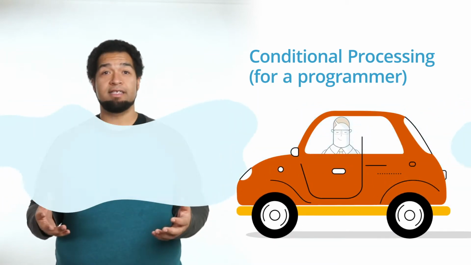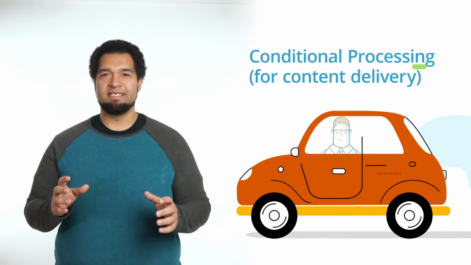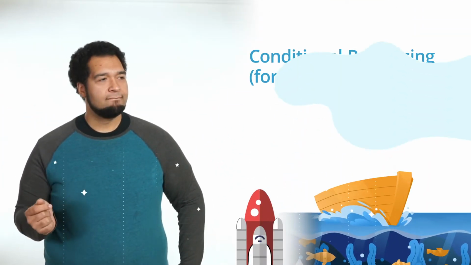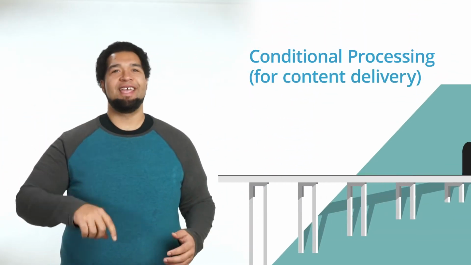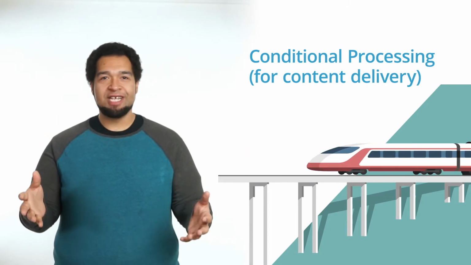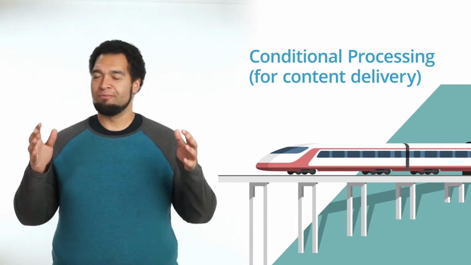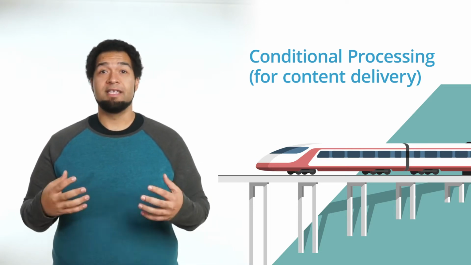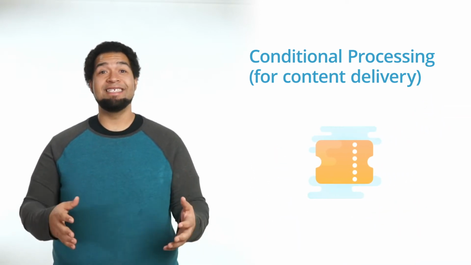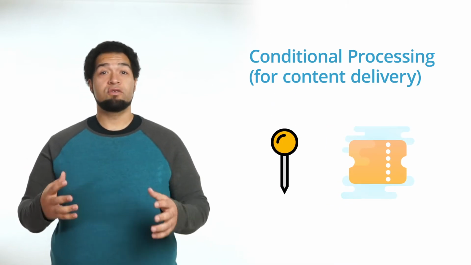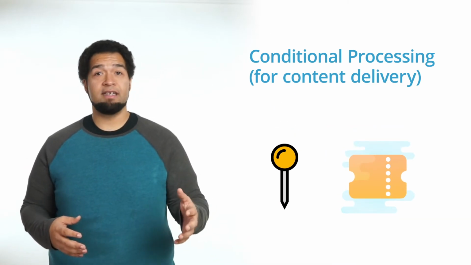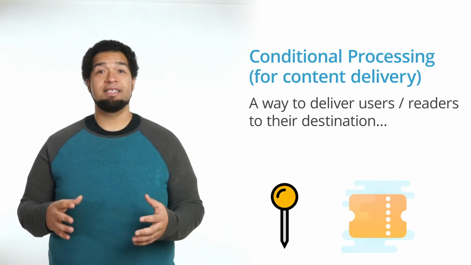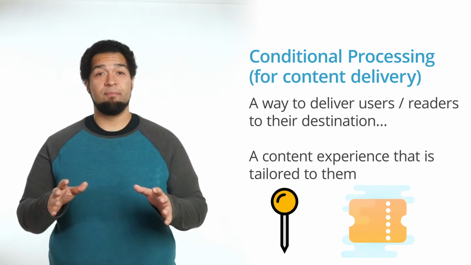Now, conditional processing for content delivery is a little different. It's not like a car, it's more like a train. A train's route doesn't change based on traffic, the driver, or screaming children. It's predetermined based on the passenger on board. These passengers have tickets that indicate the destination. Like a train, conditional processing for content is a way to deliver users or readers to their destination. A content experience that is tailored to them.